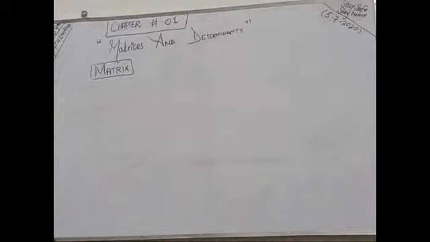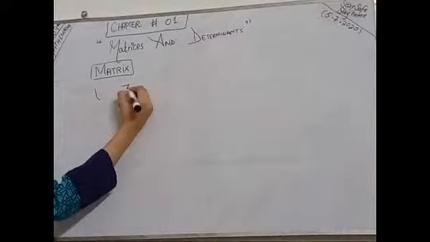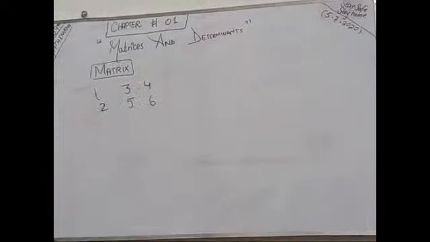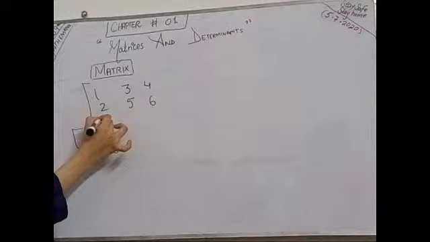A rectangular array or a formation of a collection of real numbers, say 0, 1, 2, 3, 4 and 7, such as this, should be written as 1, 3, 4. This is called a rectangular array or a formation of a collection of real numbers, and then enclosed by brackets, these square brackets like this. So this is said to be a matrix.